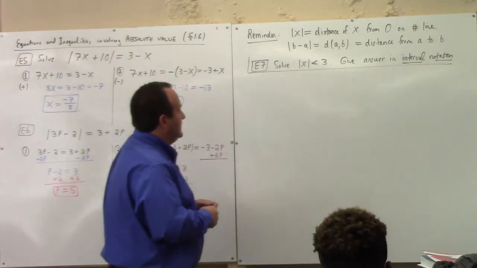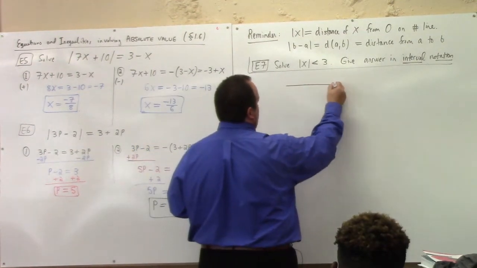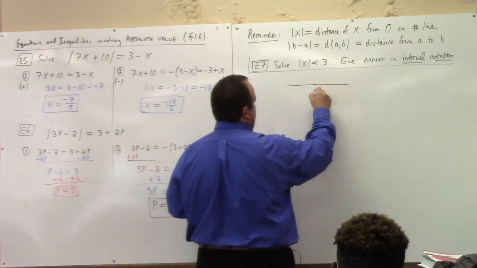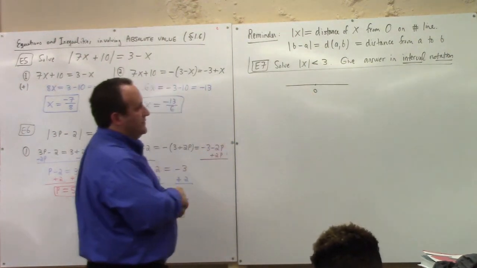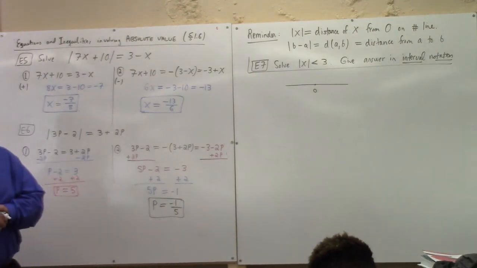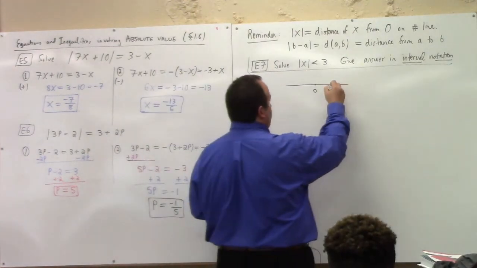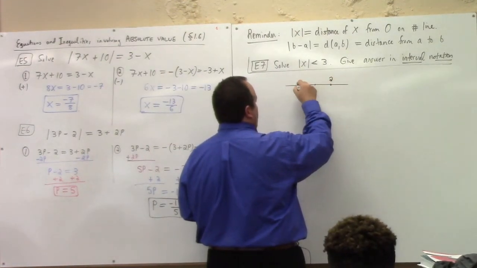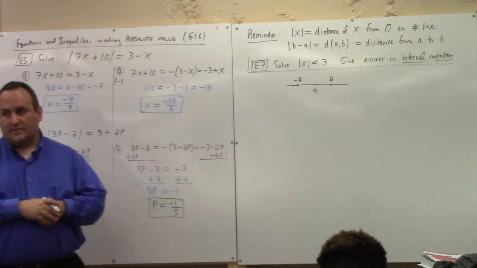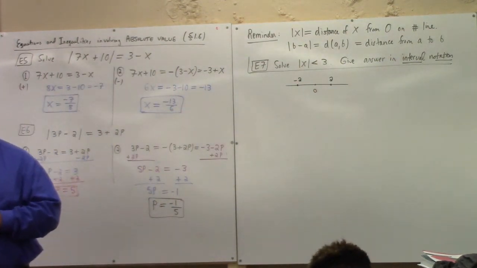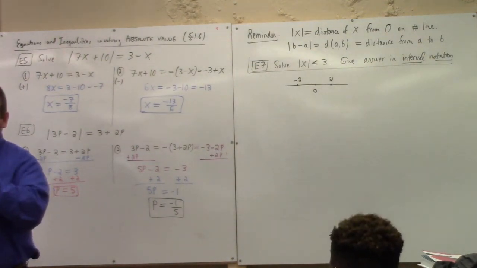So what does this look like? Here's the origin. And this means the distance from the origin is at most what? 3, right? So what points does that include? Certainly 2 is in there, right? How about minus 2? Is minus 2 less than 3 units of distance from the origin on the number line? It is, right? It's 2 units to the left.